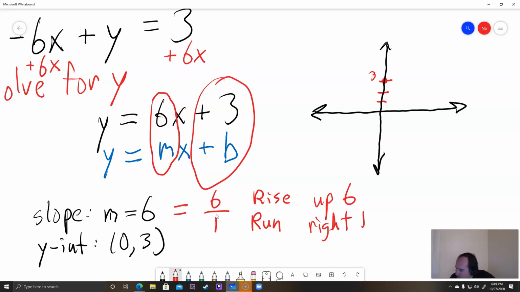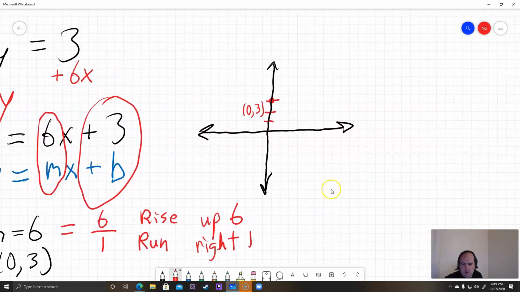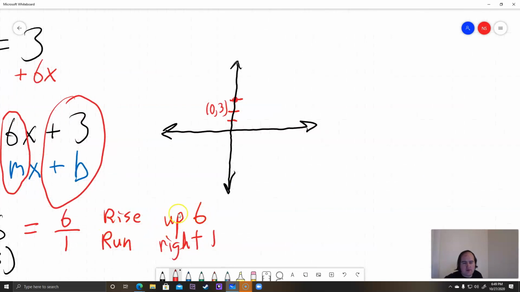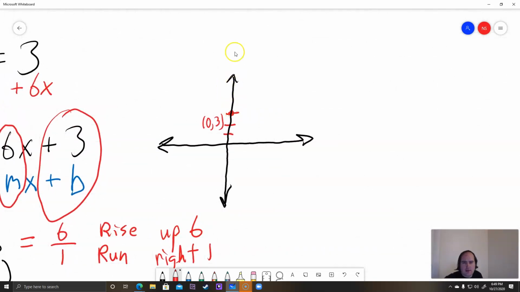So our first point that we're starting on here is actually 0 comma 3. Right, that's our first point, 0 comma 3. And then from there, we actually need to go up 6 and right 1. So clearly with my graph, I'm going to give myself some more room. So following the information for the slope, I need to go up 6. So I'm going to go ahead and extend my picture here a little bit. So we need to go up 6.